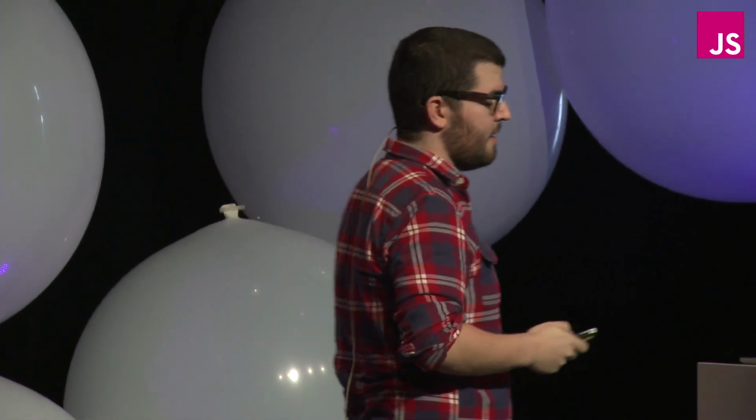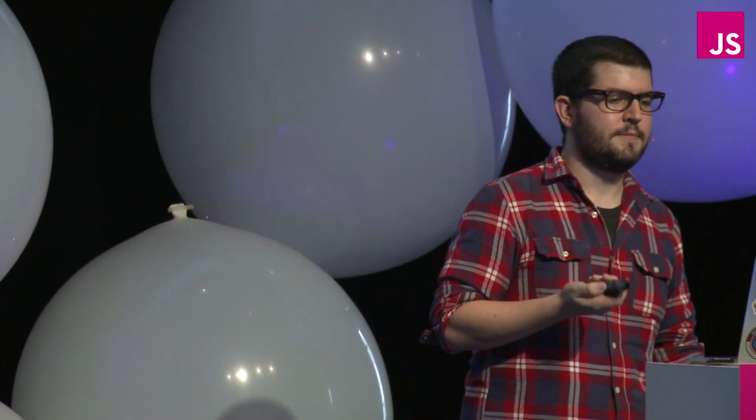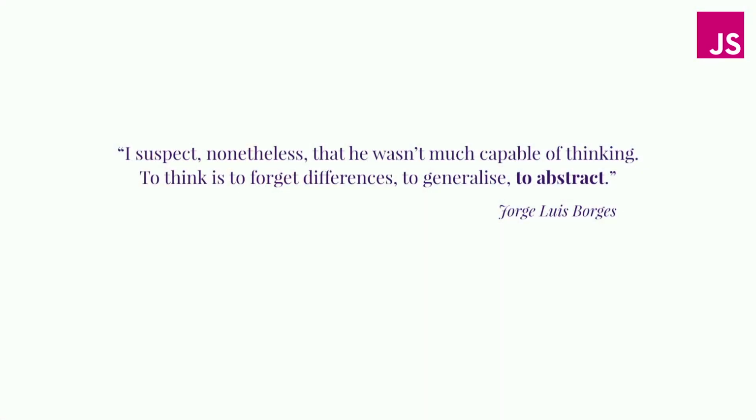So as smart as Funes seemed with his incredible memory, Borges made the point that he thought Funes wasn't really capable of thinking, because thinking is to forget differences, to generalize, to abstract, Borges argues. So we'll see that abstraction is something way deeper than just forgetting differences and just losing detail. It gives us something in return.